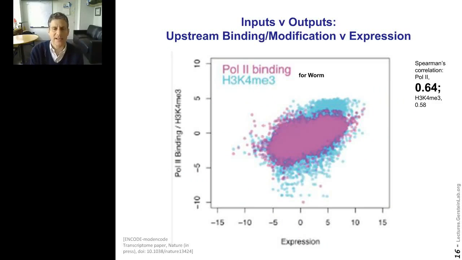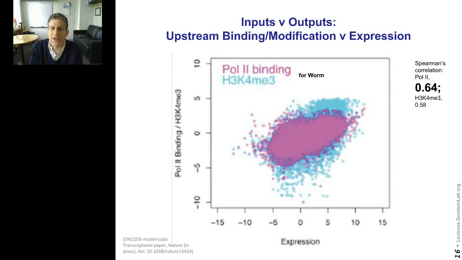So on slide 16, I showed just a very basic picture where we look at one histone mark, H3K4me3, and another thing, the binding of a factor that's very associated with RNA polymerase. What does it actually look like? I'm showing this for data from the worm. This is just a representative plot. On the y-axis, you see the input, the histone mark or the polymerase binding, and on the x-axis you see the output, the expression. And you can see a rough correlation.